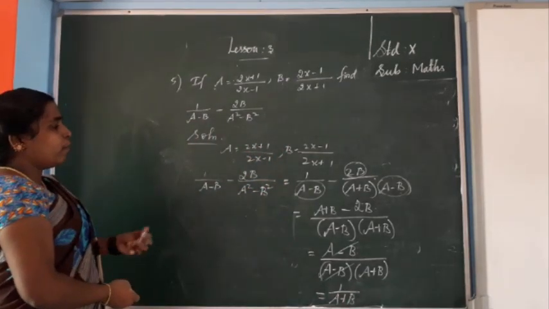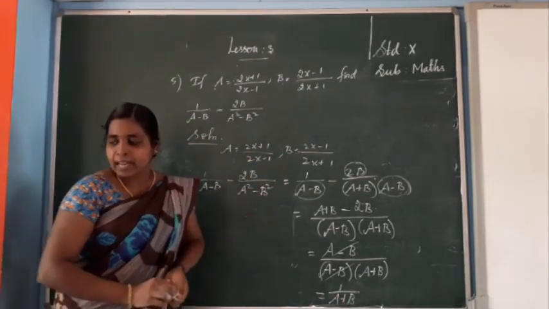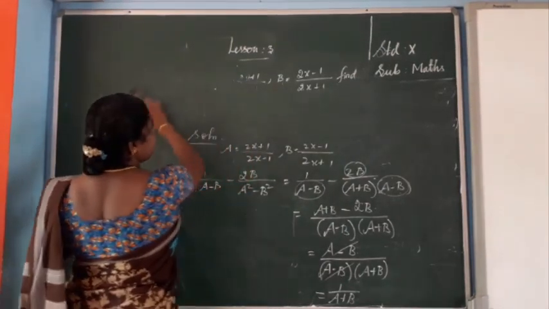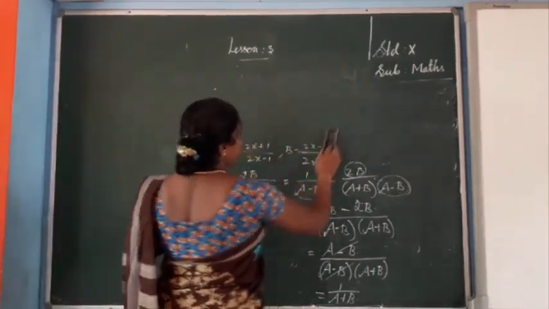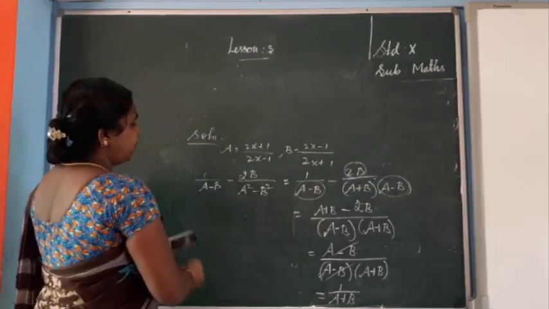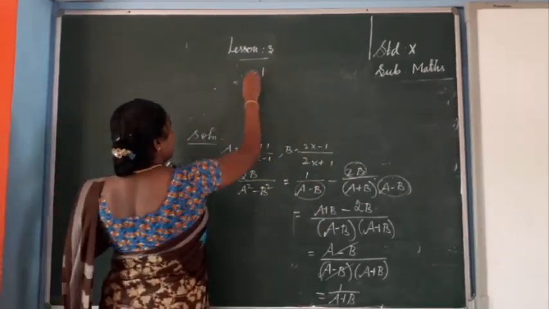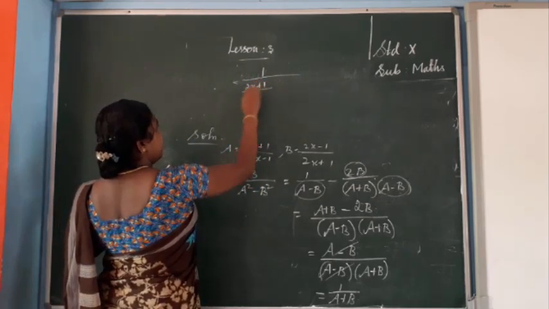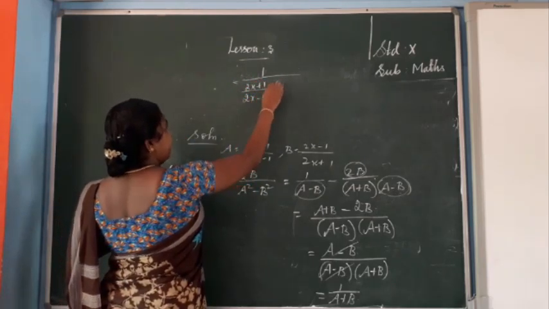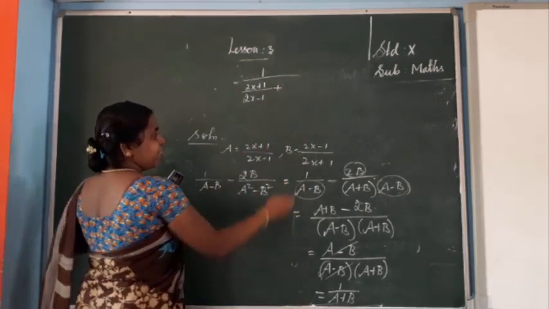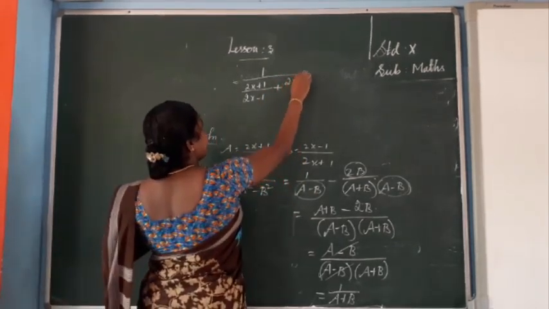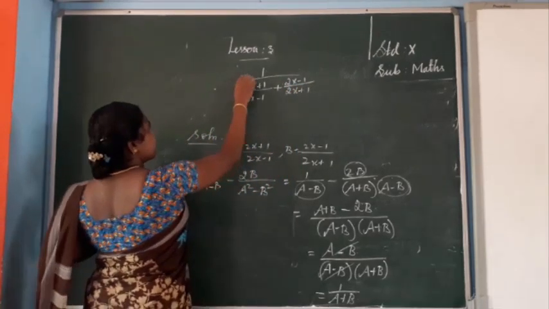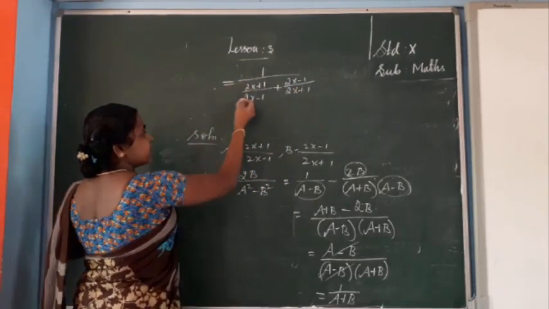Now you want to substitute the value of A and B. After simplification is better, otherwise it is difficult if you substitute at the beginning. So 1 by A plus B. Here A is 2x plus 1 by 2x minus 1, plus B, and the B value is 2x minus 1 by 2x plus 1. Okay, so how to write here, that divide, because this is the denominator.